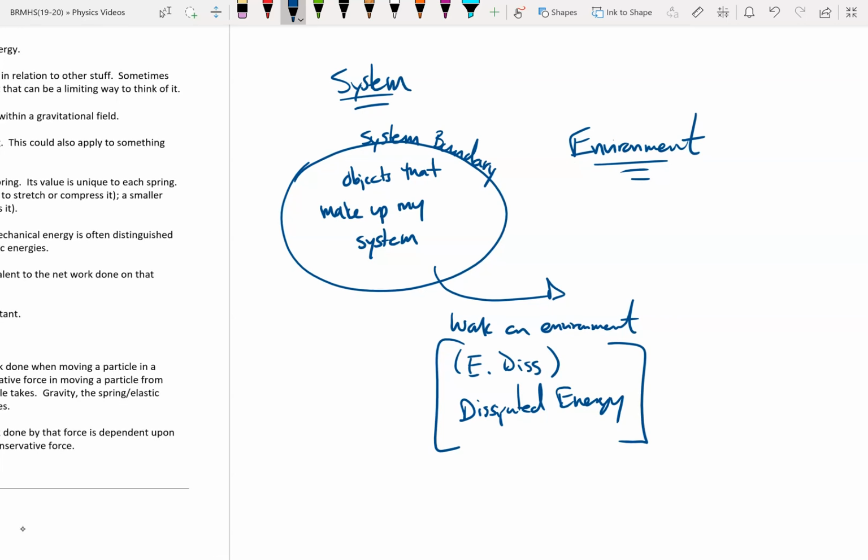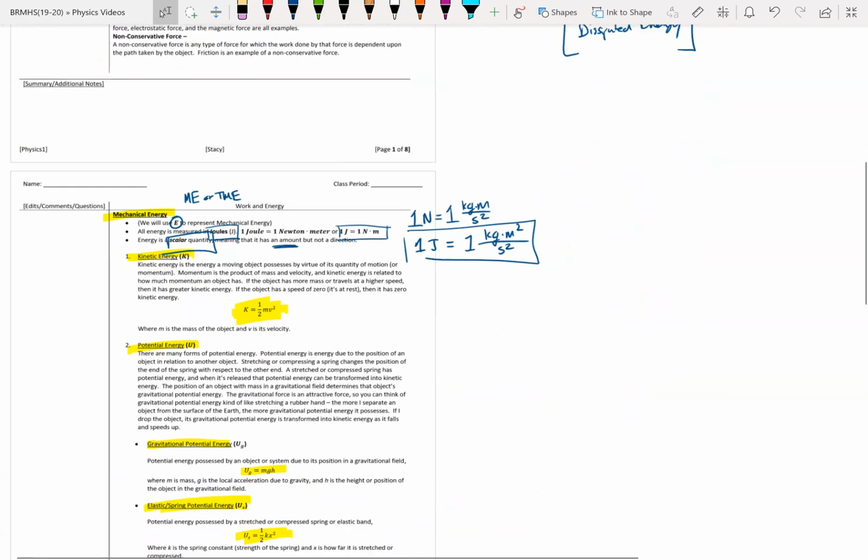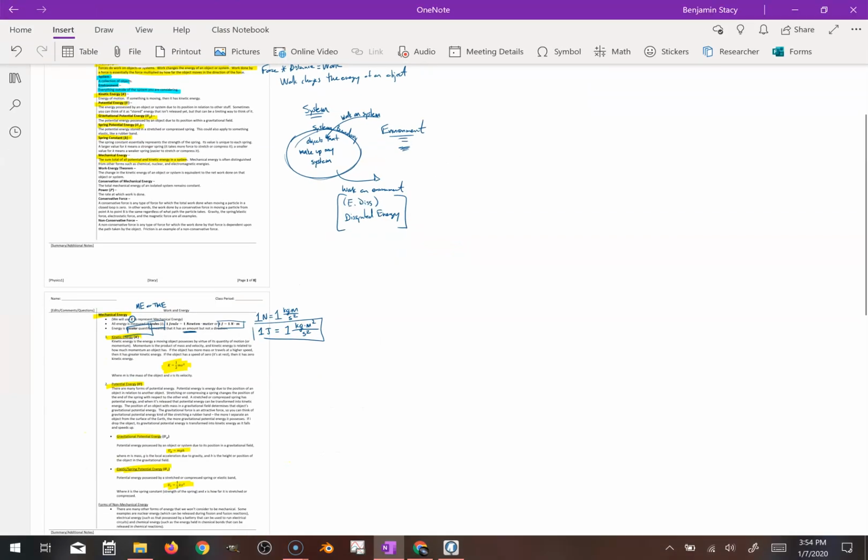Or you could have the environment do work on the system. So you run up out of nowhere and give the Hot Wheels car a little push, like you're adding energy to the system, you're doing work on the system. This is the way that we'll think about our objects in our system. The system is everything inside of our boundary, inside of our circle here. We list those objects. Work can be done on the system, or the system can do work on the environment. The environment is literally everything outside of the system. That's it for our initial definitions.